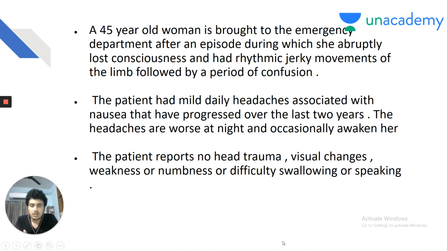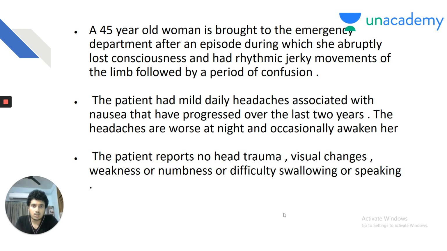Again, my dear friends, clinical snippet number 5. A 45-year-old woman is brought to the emergency department after an episode during which she abruptly lost consciousness and had rhythmic jerky movements of the limbs followed by a period of confusion. The patient had a mild daily headache associated with nausea that had progressed over the last 2 years. The headaches are worse at night and occasionally awaken her. The patient reports no head trauma, visual changes, weakness or numbness, or difficulty swallowing or speaking.